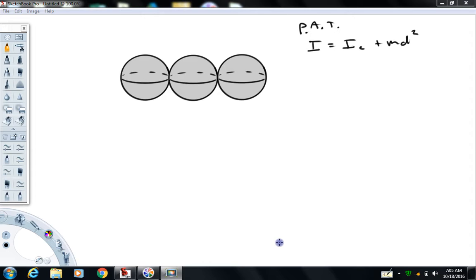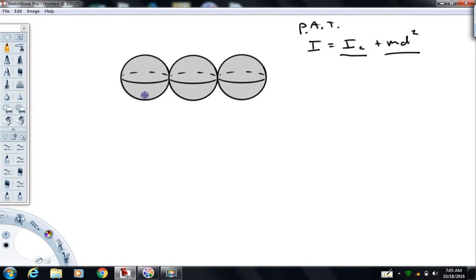The purpose of this video is to demonstrate how to use PAT, the parallel axis theorem. First, a quick overview of what the parallel axis theorem is. Given some geometry of any type, if I know the moment of inertia of that geometry about its centroid, then I can find the moment of inertia of that geometry about some other axis by taking the moment of inertia of that object about its centroidal axis and tacking on an md squared, where m is the mass of the object and d is the distance from the new axis to the centroid.